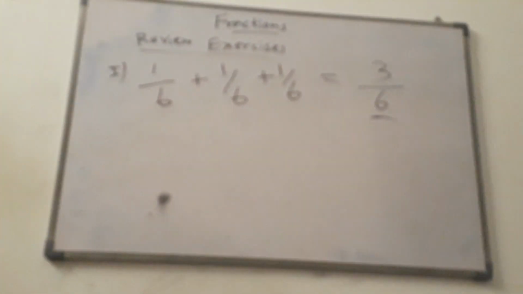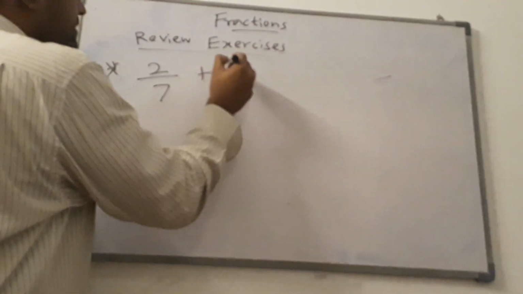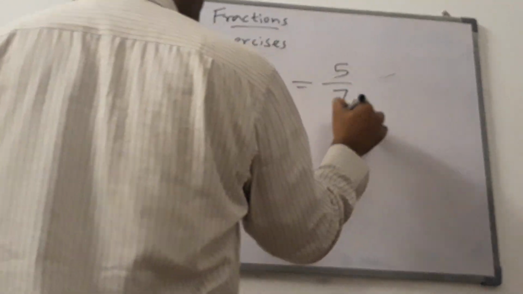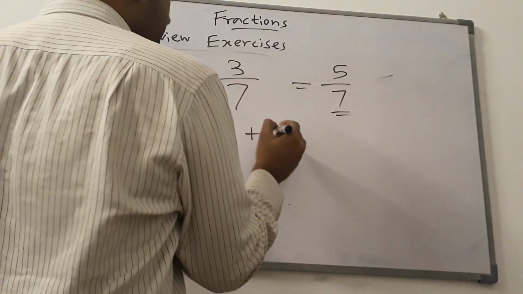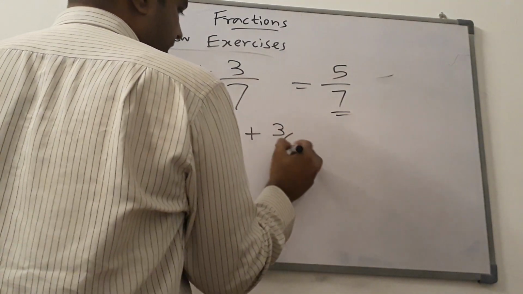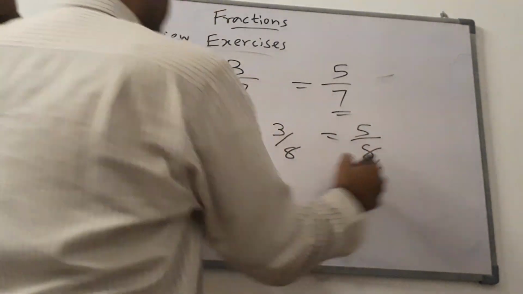So this is the answer. Okay, same as a sum like this: 2/7 plus 3/7. 2 and 3 is 5, 7 remains the way it is. Same as 1/8 plus 1/8 plus 3/8. 1 and 1 is 2, 2 and 3 is 5 out of 8. This is the answer.